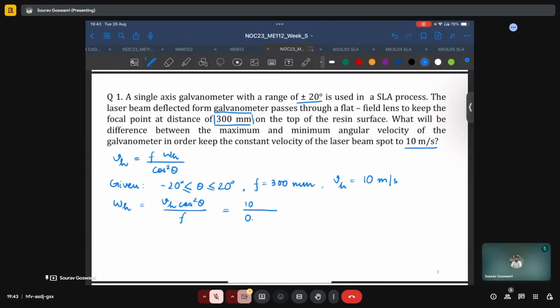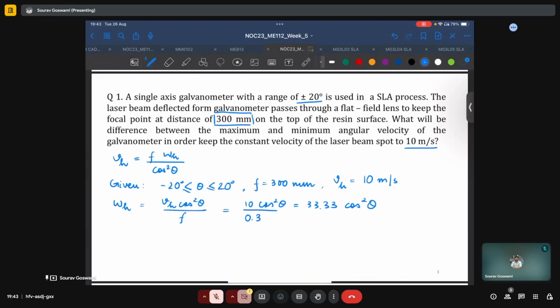The focal distance is 300 mm or 0.3 meter times cos square theta, which is equal to 33.33 cos square theta. Now a range of theta is prescribed to us, and we have to decide based on this range of theta the maximum and minimum angular velocities. Notice that the angular velocity is a function of cos square of theta. So it will yield the same result irrespective of whether we use minus 20 degree or plus 20 degree as given to us. Thus, the extreme value alone cannot give us the range for angular velocities.